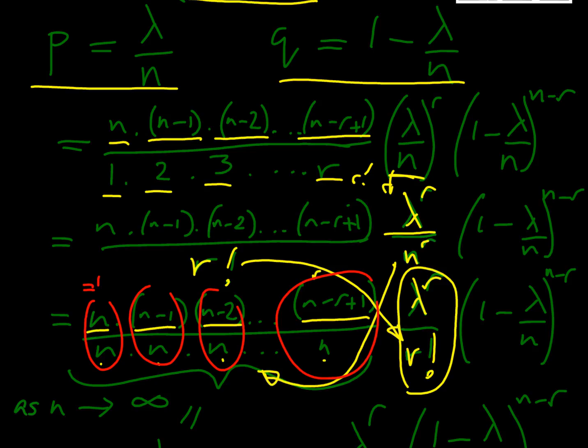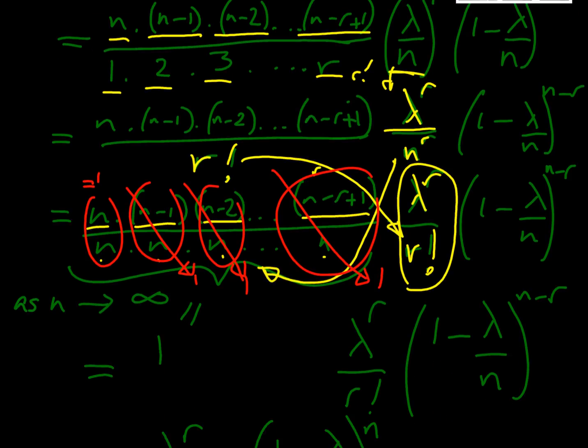But as n tends to infinity, we can see that (n minus 1) over n is also going to tend to 1, and (n minus 2) over n is also going to tend to 1, and all the way down, because r is quite small compared to n, so this final term, (n minus r plus 1) over n, is also going to tend to 1. So what have we got?